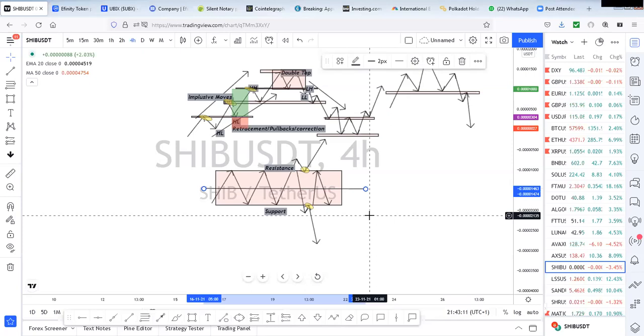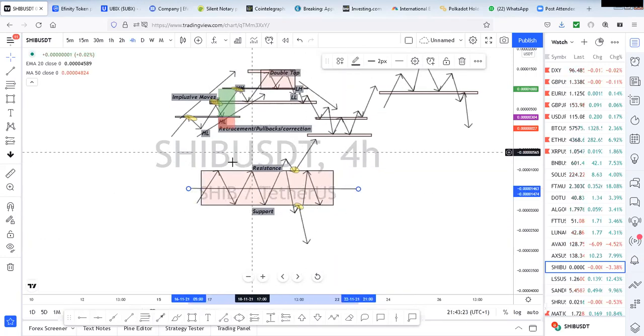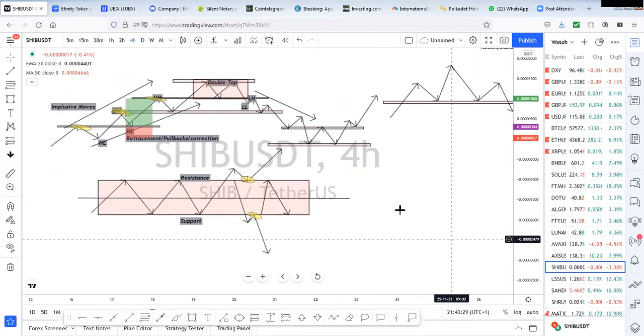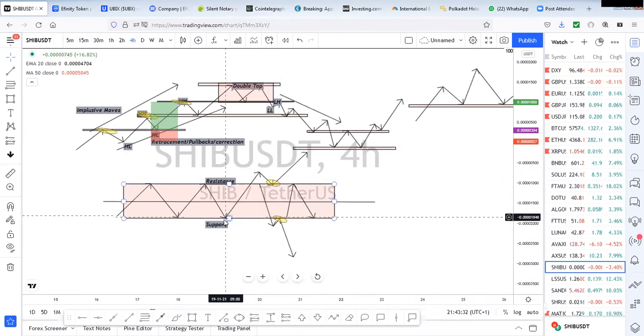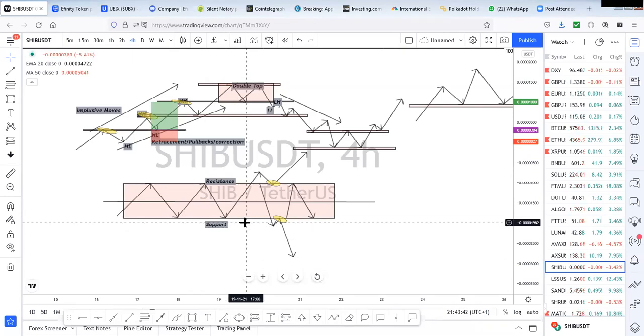This is why you have to pay attention to the boundaries. What I mean by boundaries is you have to pay attention to all these boundaries, the support boundary and the resistance boundaries, to see if there will be a breakout here. If market will get to this place, push, boom, downwards, and retest. This is why you have to pay attention to the boundaries.